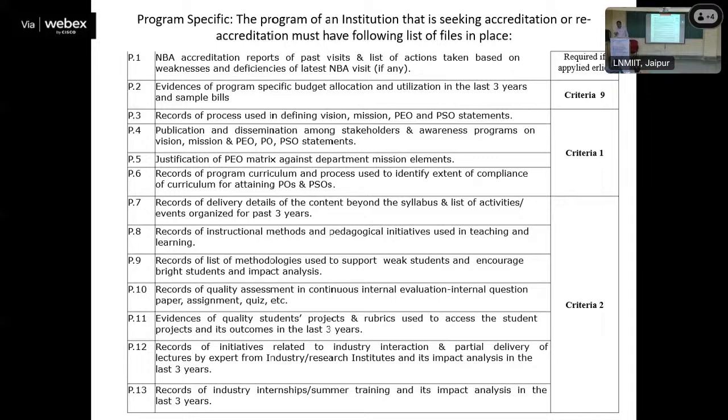Suppose where the evidence will come. Suppose you do the action taken, so you have done the remedial class. So you have a proof that so many days and so and so students attended the remedial class. That is one kind of evidence proof. So what do we have to provide, the attendance sheet, or what type of evidence are they looking for?